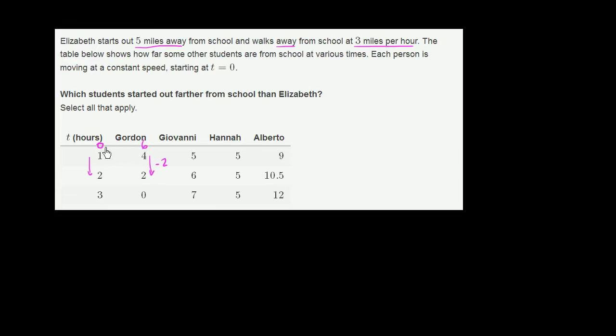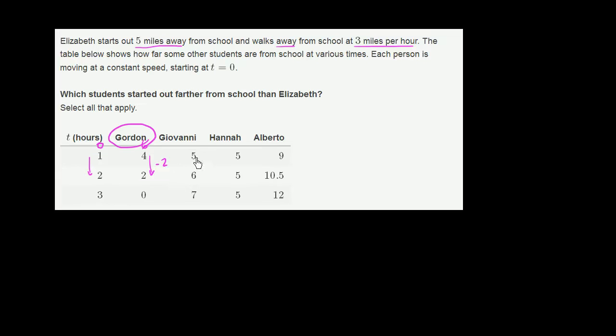Notice it's consistent. In the first hour, he would have gotten 2 miles closer to school. Then the next hour, he would have gotten 2 miles even closer. And then the third hour, he gets 2 miles closer and he actually gets to school. So Gordon started out 6 miles away at t equals 0. So Gordon did start out farther from school than Elizabeth. So we can circle Gordon. He meets the conditions.